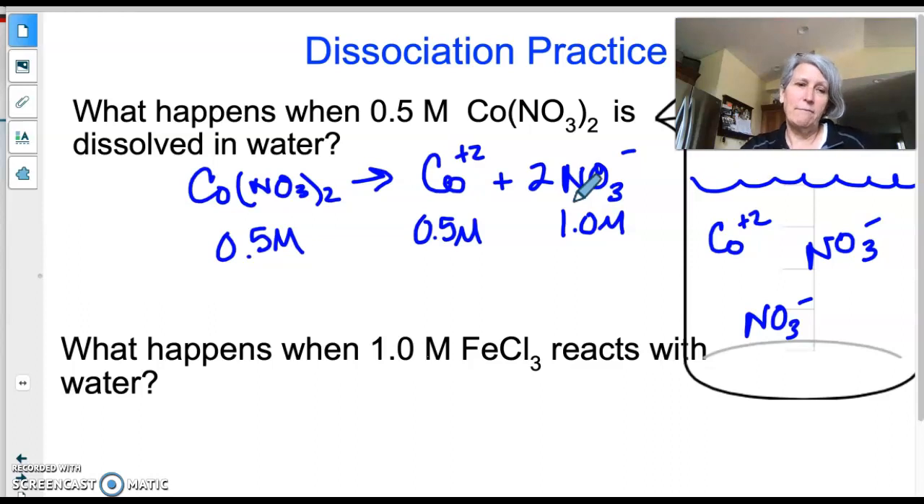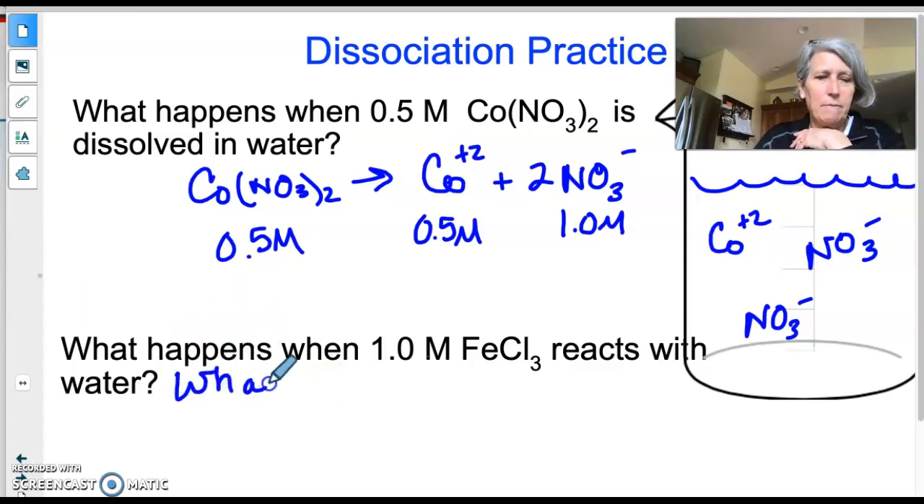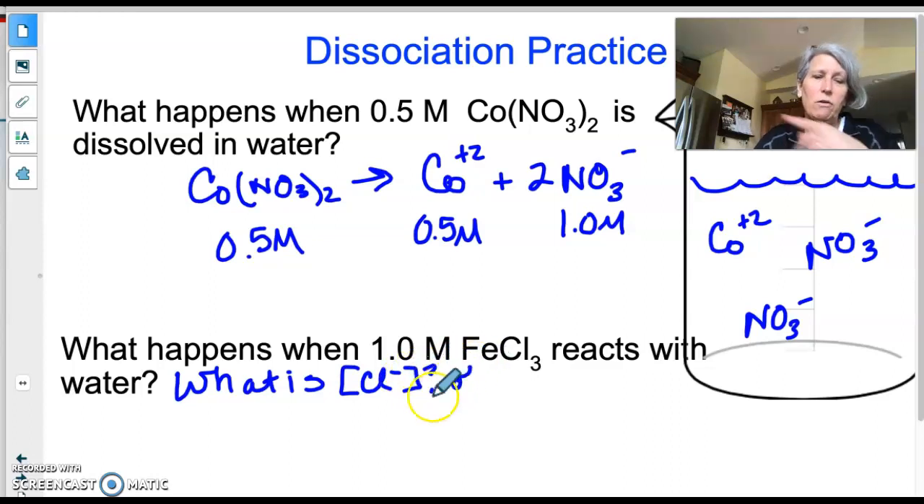It's time for you to try. So I want you to draw a picture of what happens. So in a beaker, what's going to happen when 1 molar iron 3 chloride reacts with water. And then I want you to tell me what is the concentration, and this bracket means concentration. So what is the concentration of chloride ions? Okay, so that's going to be a question mark here. What is the concentration of chloride ions? That's what that means. After that dissociation, hit pause, do the work, and then I'm going to show you the answer.